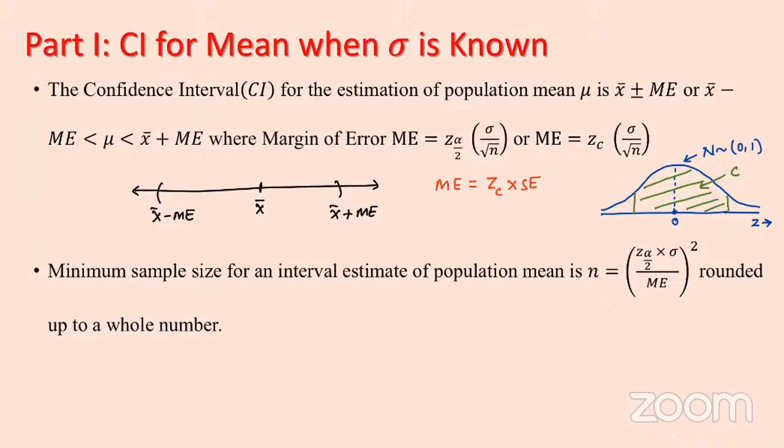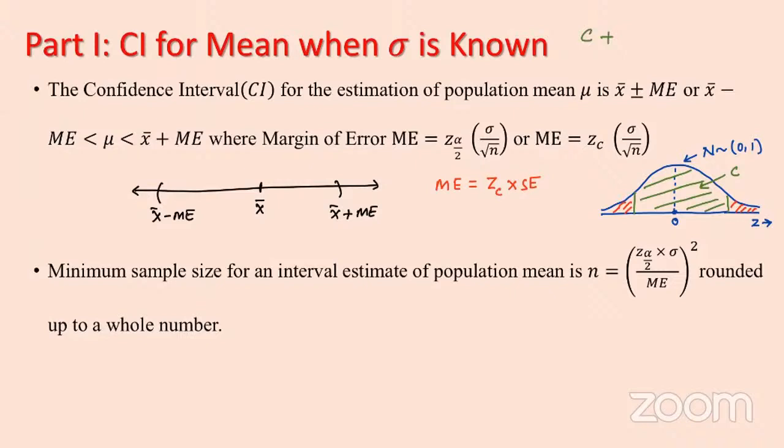So the area on the tails, look at the board. If this area is 90%, what is the remaining area? 10% divided by 2, right? That's 5% each. So that's why we basically do this. The area in the middle, as you have already seen, is C.